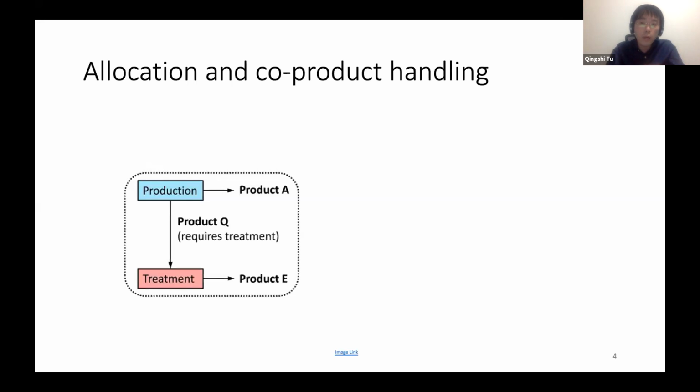So here is a very quick illustration of what allocation is. If you're familiar with LCA, that should be pretty straightforward to you. But even if you're not, it's really intuitive, right? Let's say we have a product A that we want to produce from a production process. And at the same time, we produce some intermediate product Q, which requires some treatment before it can be a marketable co-product here, right? So in this case, we have 2 processes. One is the production, and the other one is the treatment. Then each process will incur energy use, materials, waste generation, right? Those are the things you want to account for.